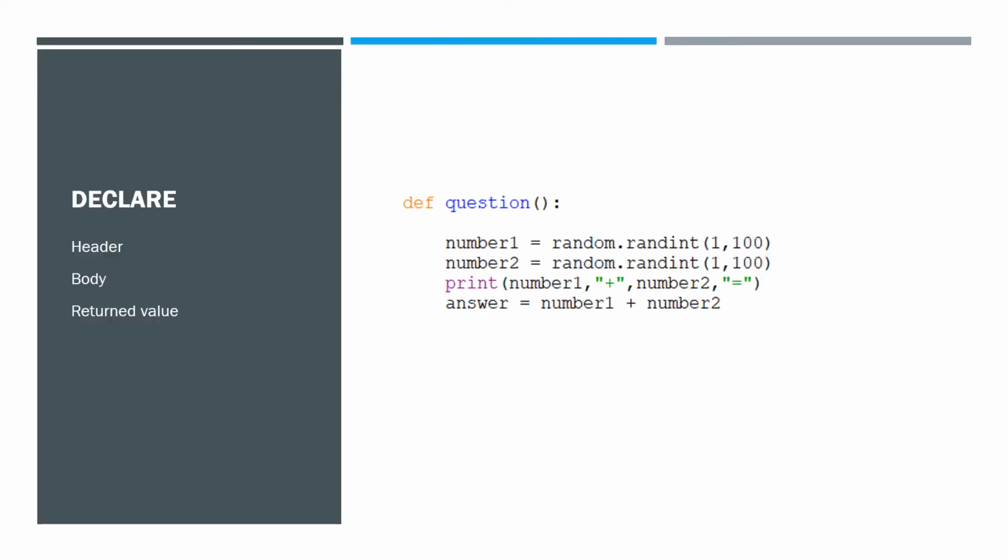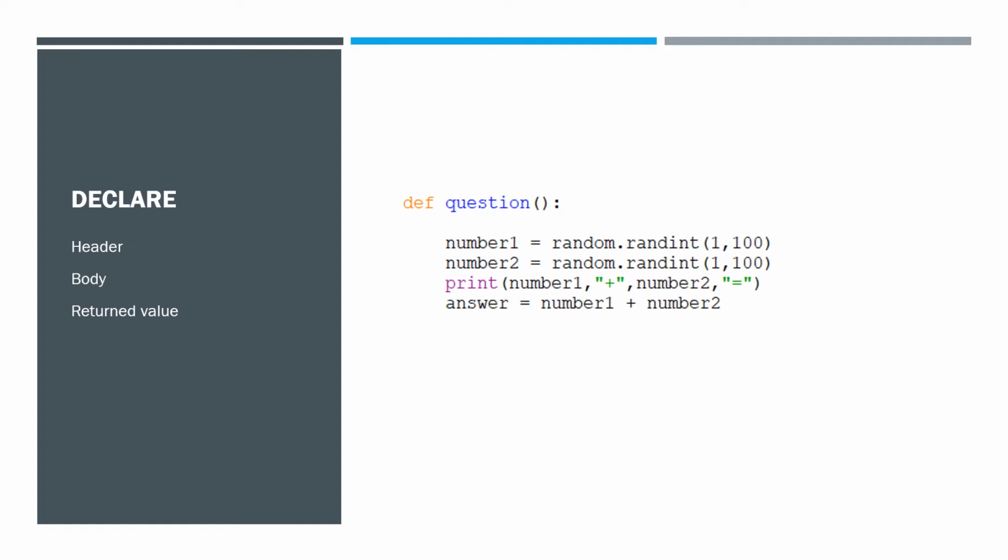So here's where I declare the function. It's got a header, just like the header of a procedure, where I name the function. It's called question, open and close brackets, which is room for a parameter, but I don't need one, ending in a colon, and then all the commands that I've taken out of the main program, all indented to show that they belong inside the function.